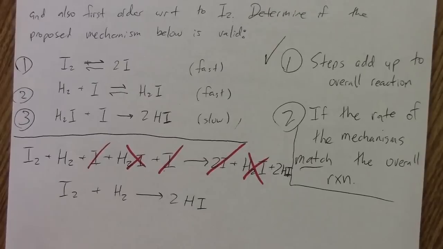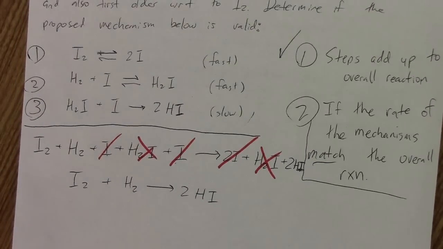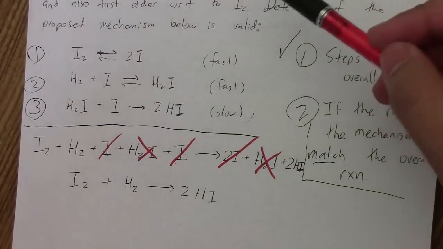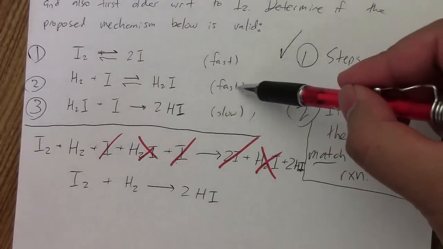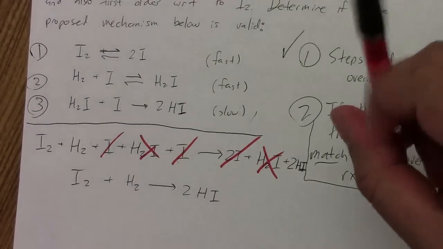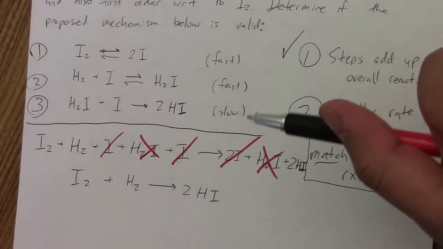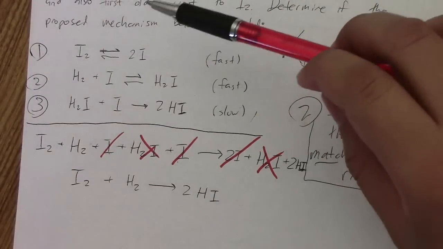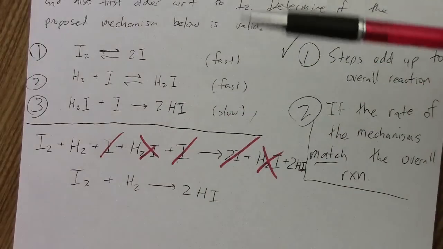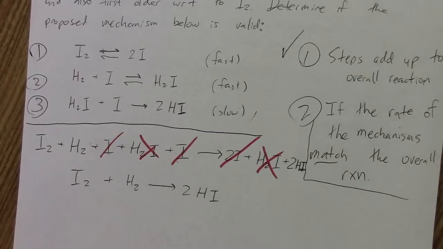Fantastic. Now, that means we have to go on to number 2, which is to make sure that the rate of the mechanisms match the overall reaction. So here you'll notice that I have these words off to the side, fast, fast, slow. Whenever you see this fast, fast, slow, essentially this is going to be the type of problem you're dealing with that we're doing right now. There are a lot of different types of problems where you can see multiple steps in this unit, but when you see the speeds, it's going to refer to this type of problem we're doing now, a mechanism problem.